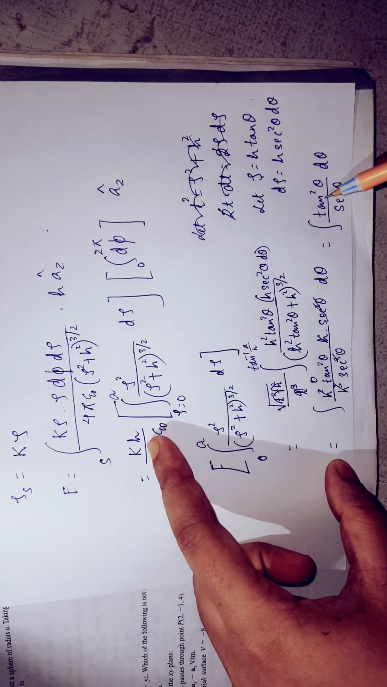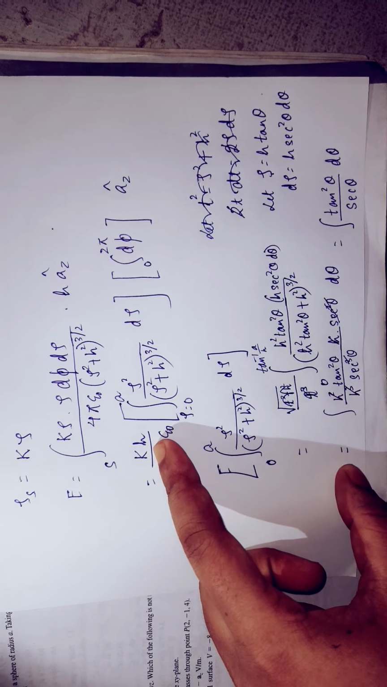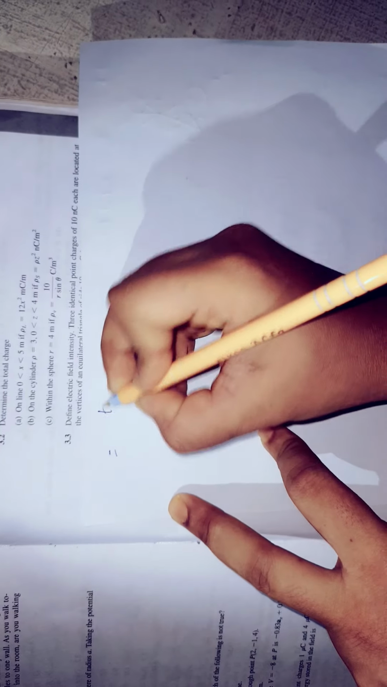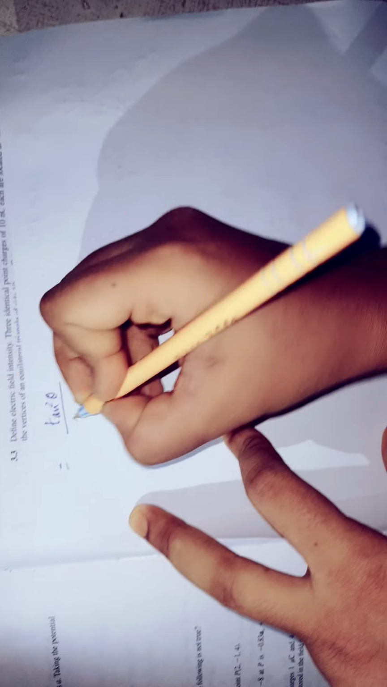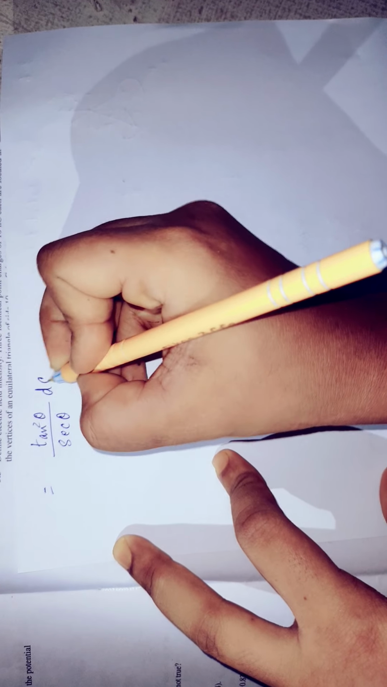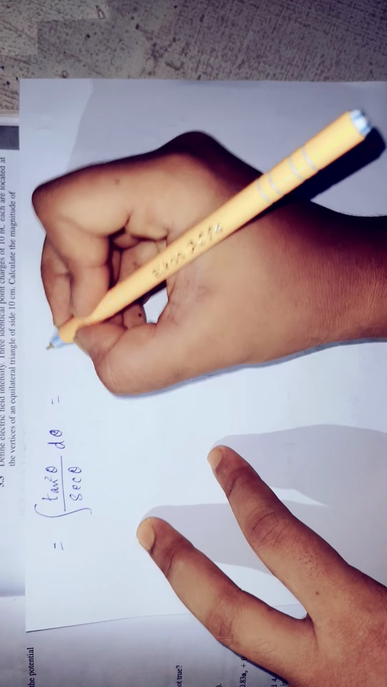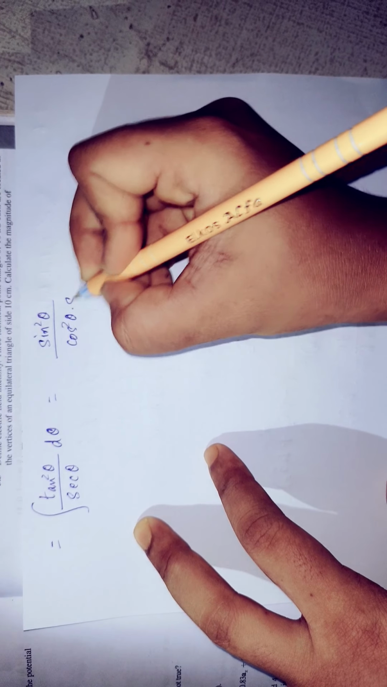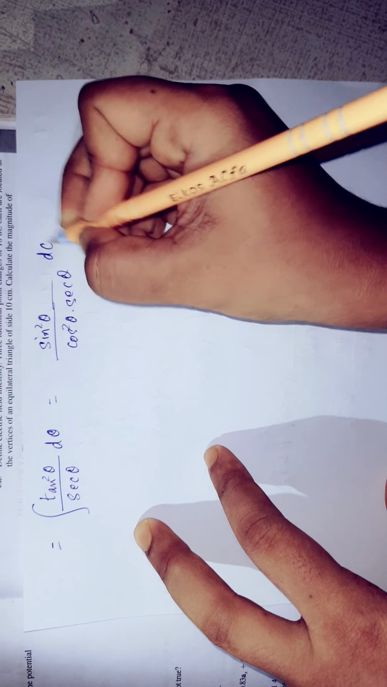Instead of tan square theta, I can write sin square theta by cos square theta. Let me do it on the next page. Well, I got the integration of tan square theta divided by sec theta d theta. Let me write over here sin square theta divided by cos square theta into sec theta, d theta.